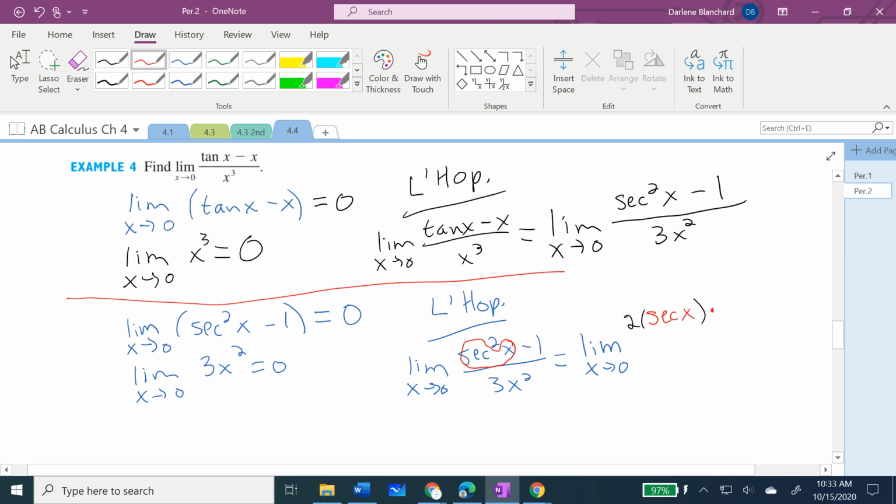Derivative of secant x is secant x times tangent x. Yes. Minus the derivative of 1. Done. And then derivative of 3x squared is 6x. Whew. All right. Excellent. Now let's plug 0 in and get something.